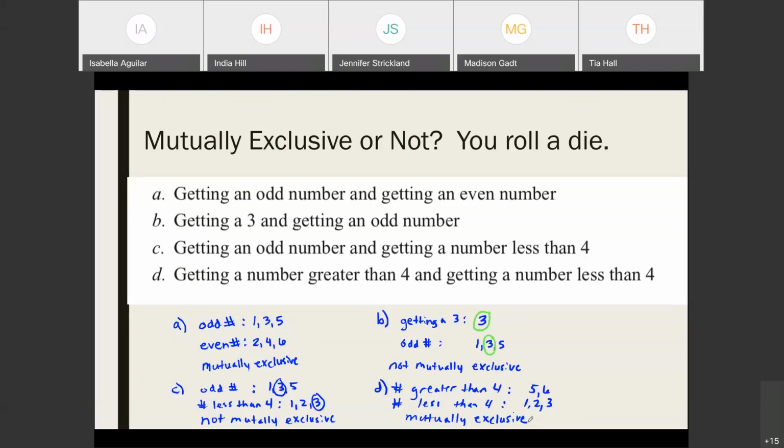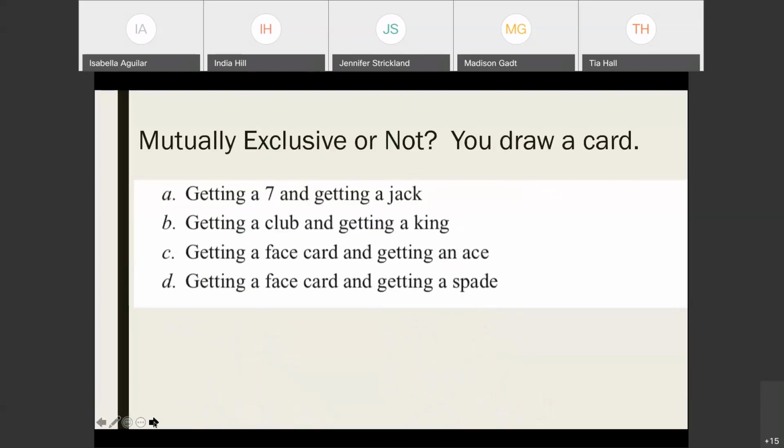All right, anybody else have a question on that one? Okay, so we're going to do one more, and I'm going to let you guys kind of work on this one. This is doing the cards. So you may want to pull out your picture from your phone that you took the other day of your cards. All right, and then I want you to go through and see if you think that these are mutually exclusive or not.